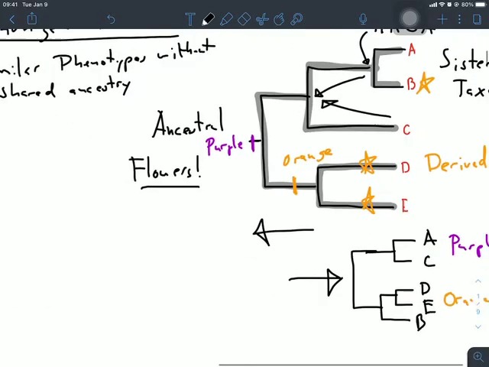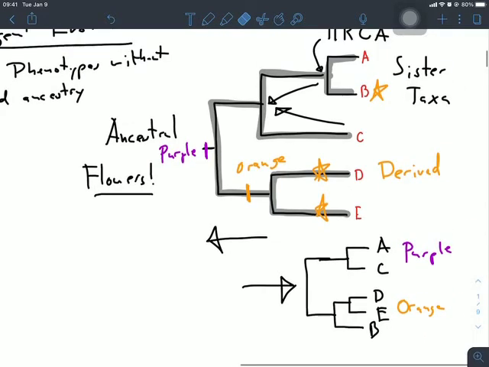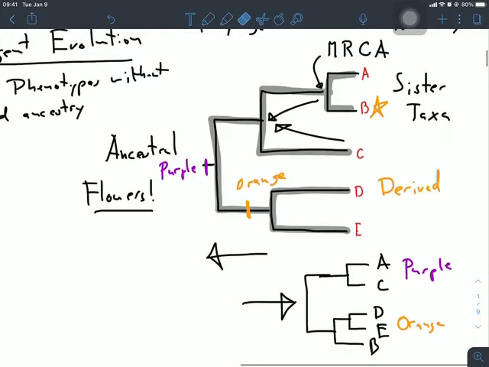And therefore, convergent evolution requires us to spend extra currency, extra tick marks, in order to make the explanation. So going back to our tree here, we would instead have to spend one evolutionary mutation here on the shared ancestor of D and E to give D and E orange flowers, and one tick mark here on the shared ancestor of just B in order to differentiate B from A, in order to switch B from those purple flowers to those orange flowers.